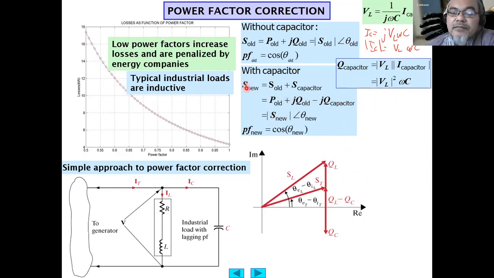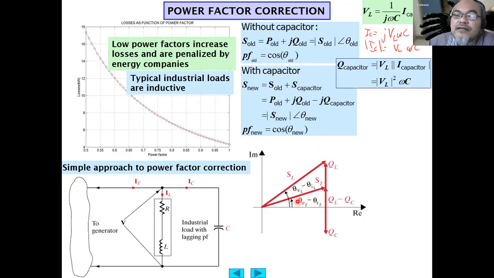So this equals the magnitude of the new complex power with an angle in phasor format, with a phase angle of the new. And the new phase angle is this one. So this is the original QL. Then after negative QC, this becomes QL minus QC. So here we have a smaller theta V, theta VL minus theta I.